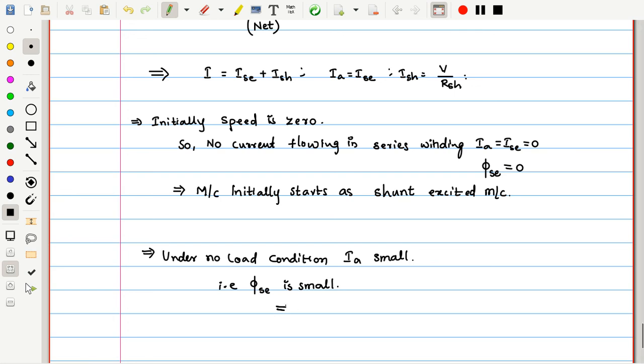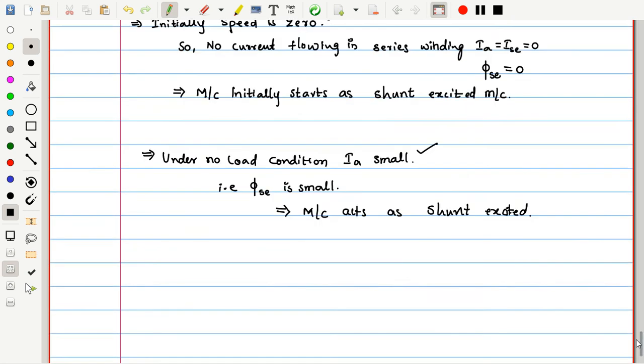So the machine acts as predominantly shunt excited. These are important initially when speed is zero. So under no load condition, what is the situation for this machine, that we are trying to interpret.